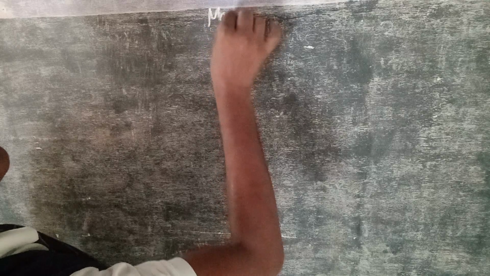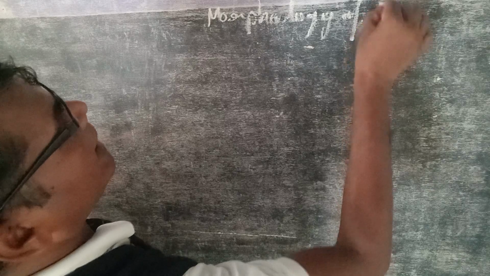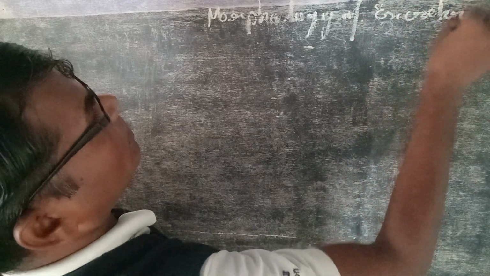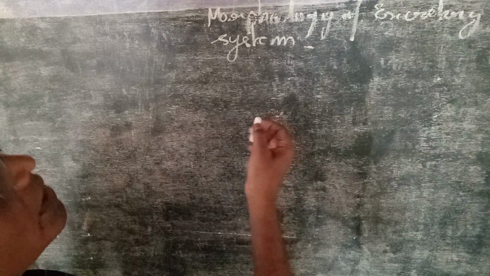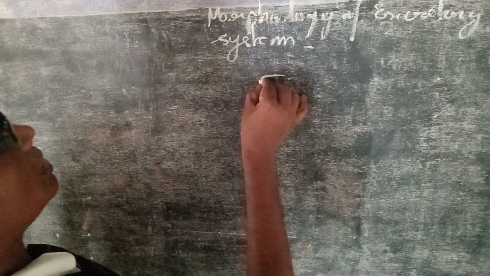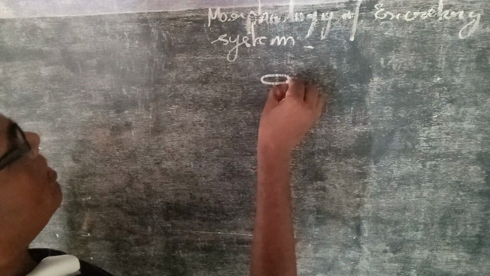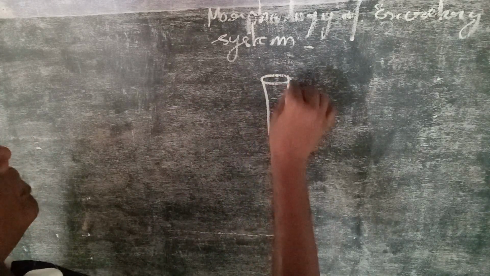So first of all, we will try to understand the external structure, which is said to be the morphology of the excretory system. Morphology of the excretory system. First, let's draw here the kidney. Here is the external structure of the excretory system.